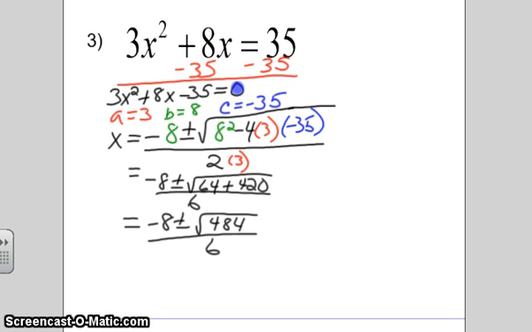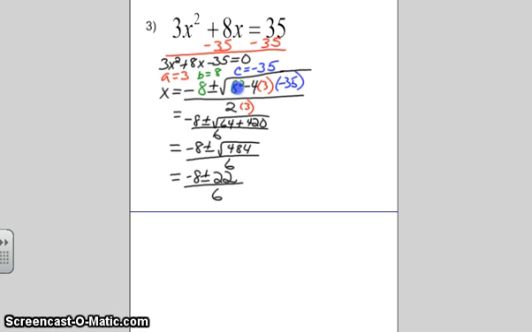Okay? Now, the reason that this is different is that 484 is a perfect square. Right? So when I take the square root of 484, that's 22. It comes out of the radical. Right? So anytime you've got a perfect square under the radical, you take the square root, you have no more radical in the problem. When that happens, you have to break the answer into 2 separate solutions.